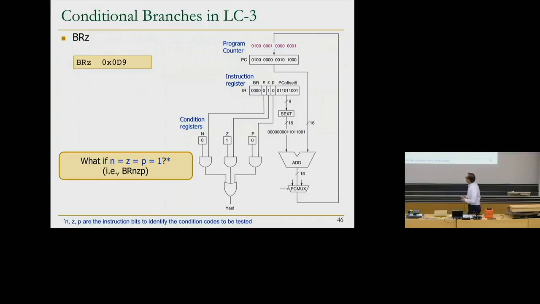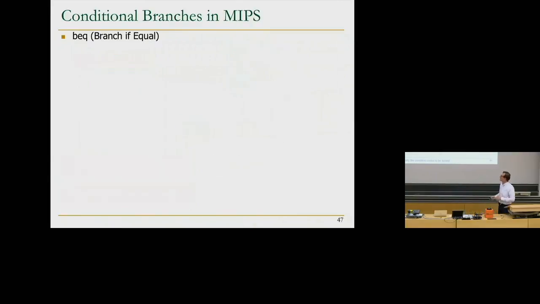Yeah. What if n, z, p are all zeros? Yes? Exactly. Basically, it's a no-op. We call it a no operation. You go to the next instruction, basically. You may want to add those. So think about why you may want them.